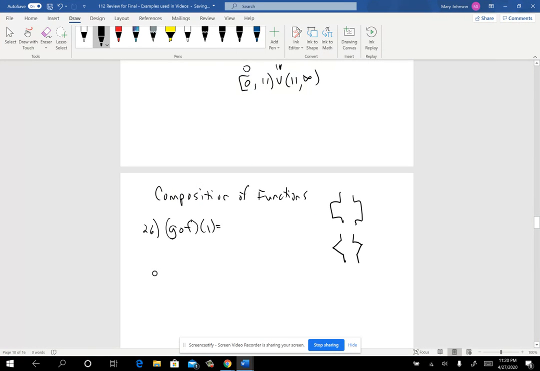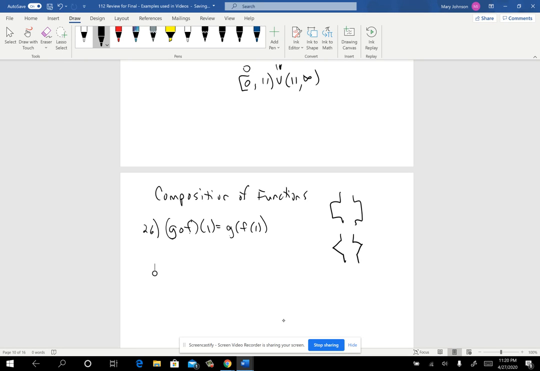Okay, so we're going to do composition of functions now. So that starts with number 26, and then you got just a couple of them. So we're trying to do g of f of 1, g of f of 1. Change it into regular old function notation. Notice the order stays the same. This is not just multiplication.